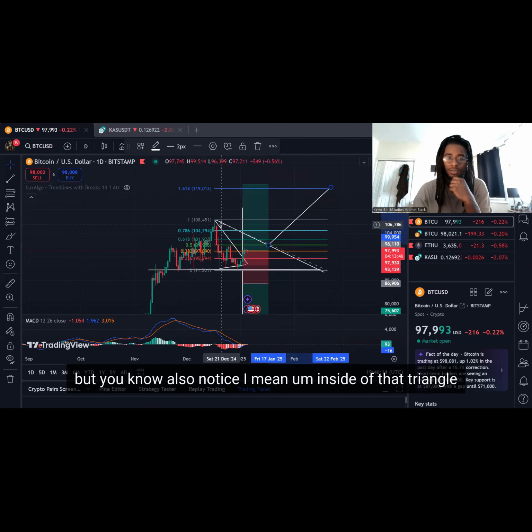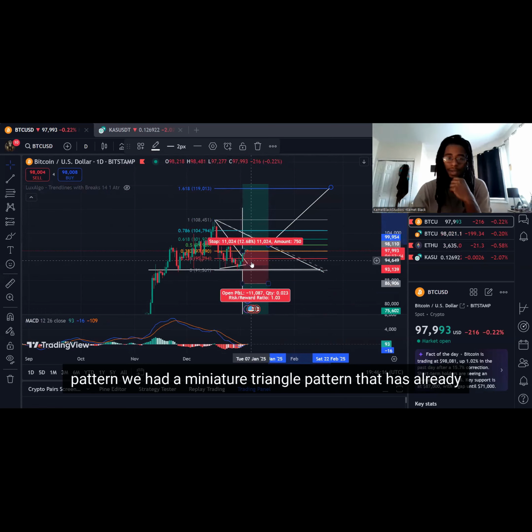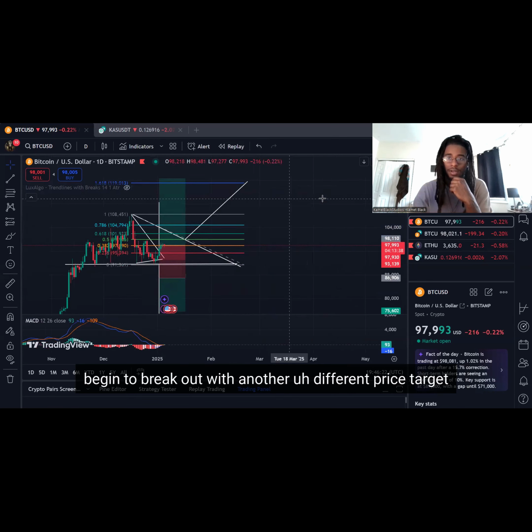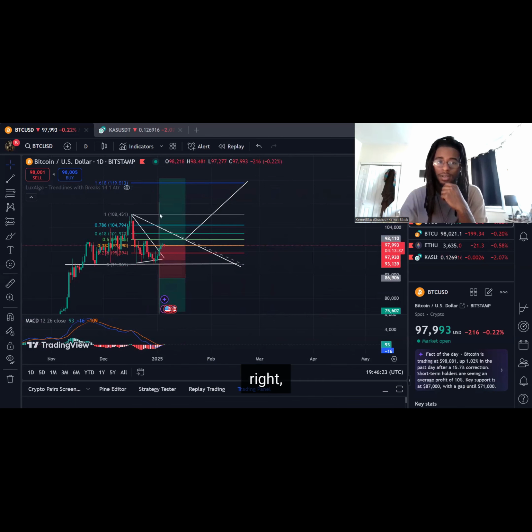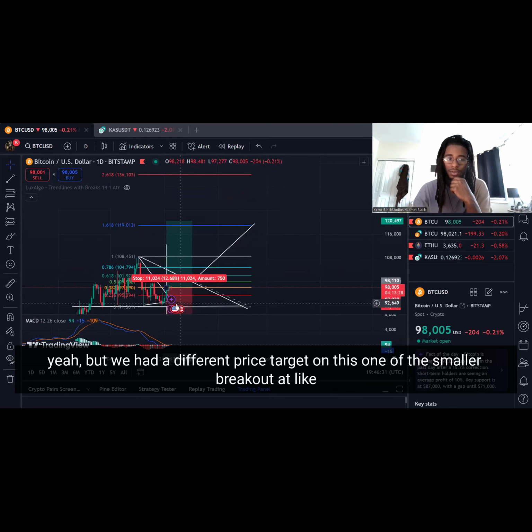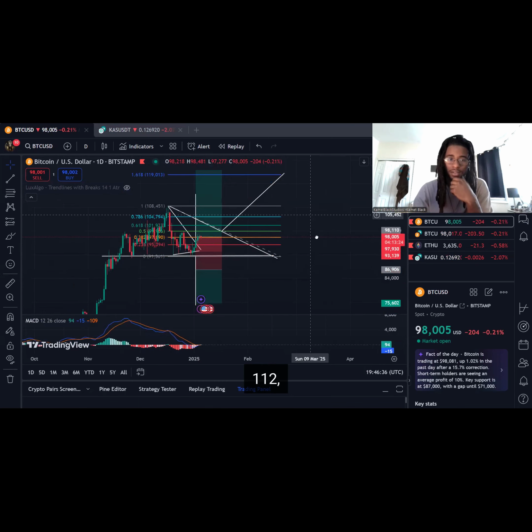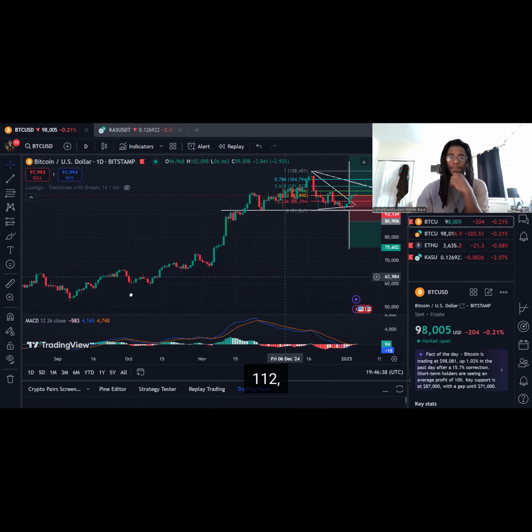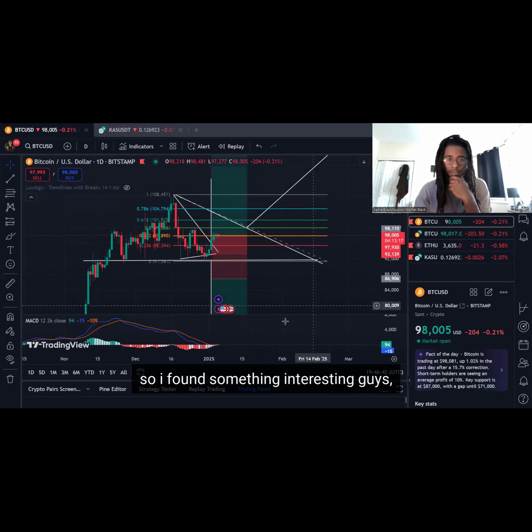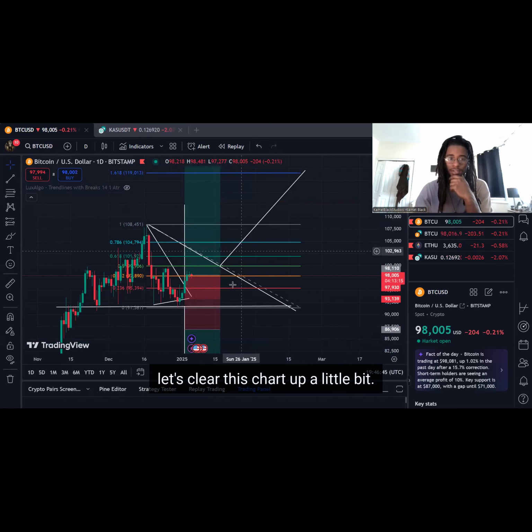But also notice, inside of that triangle pattern, we had a miniature triangle pattern that has already begun to break out with a different price target, a smaller breakout at about $112,000. I found something interesting, guys. Let's clear this chart up a little bit.